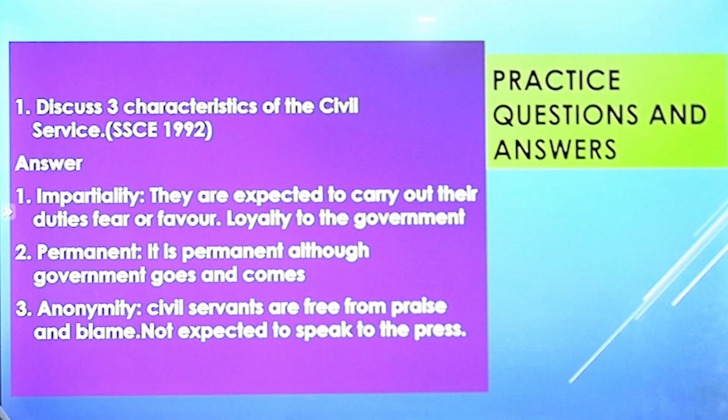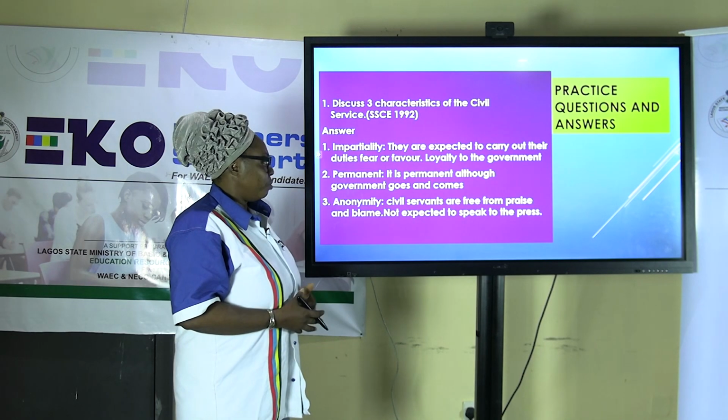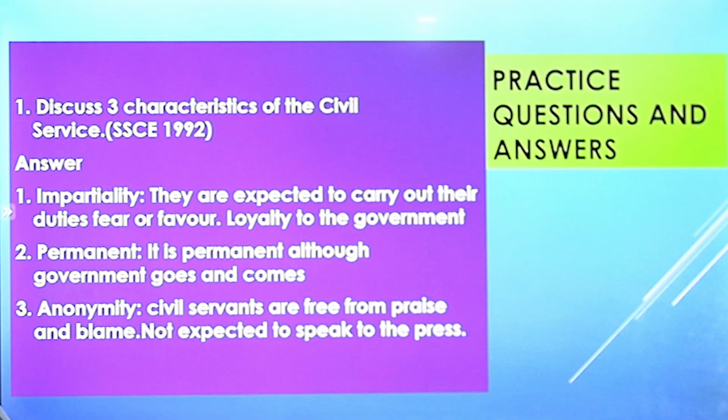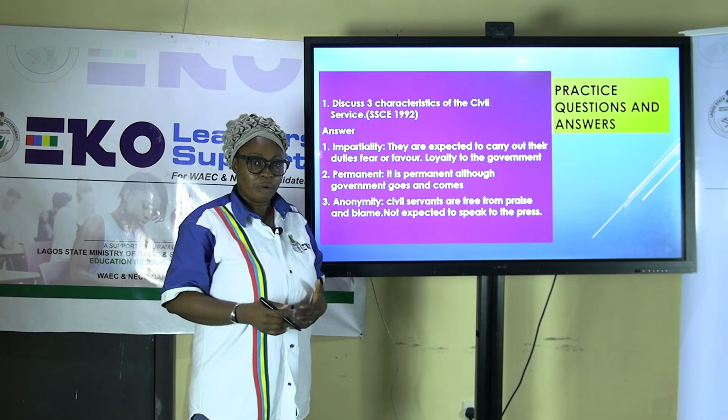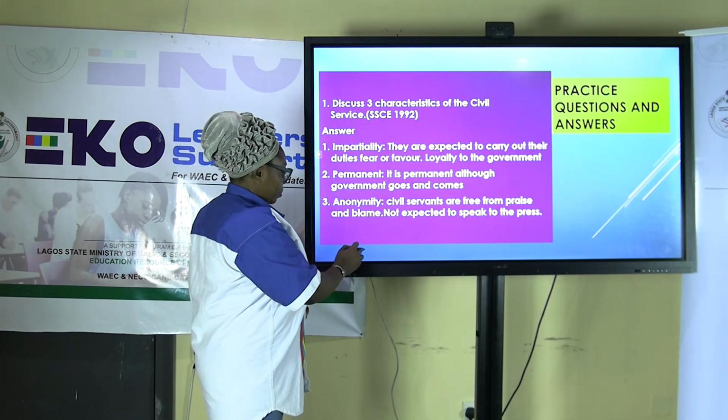The answer to 1 is impartiality. That is, they are expected to carry out their duty without fear or favor, with loyalty to the government. There is no politics there, they must be loyal. And 2, permanent. It is permanent, true, governments go, governments come, but civil servants have tenure of their office. And 3, anonymity. That is, civil servants are free from any praise or blame of any ministry.